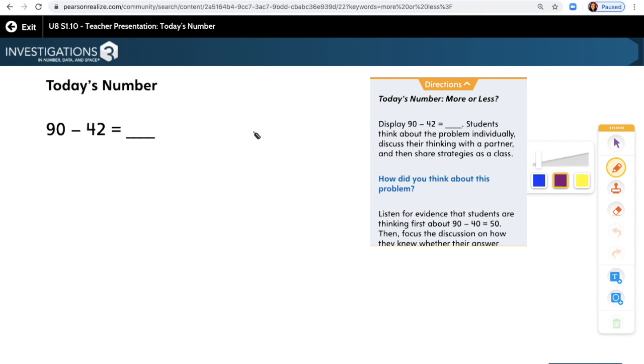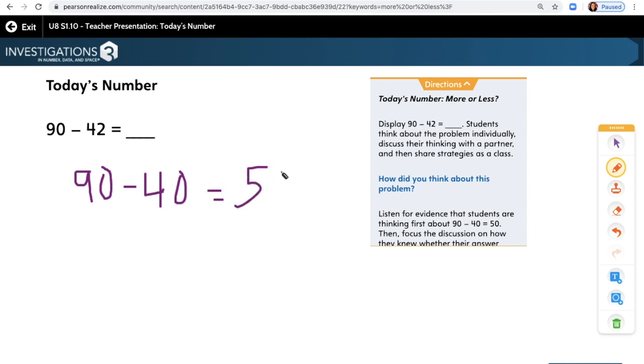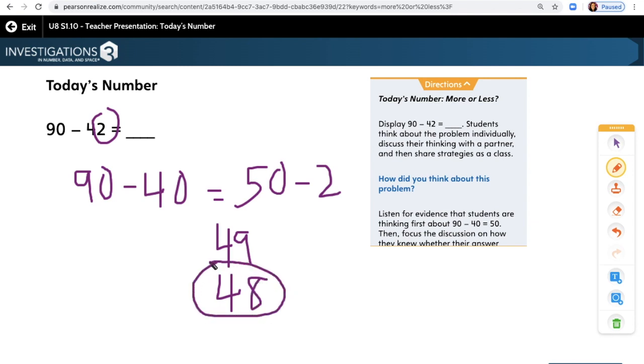All right. So I know many of you took 90 and you subtracted 40 and got 50, right? But we're not subtracting 40, we're subtracting 42. So we have to take 50 and then subtract 2. So I know 50 minus 1 is 49, and I know that 50 minus 2 is 48. So this answer is less than 50 because we got 48.